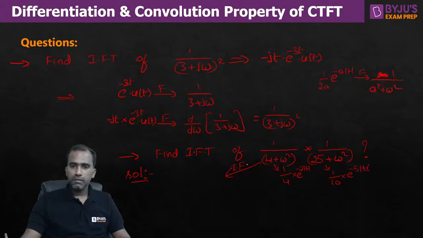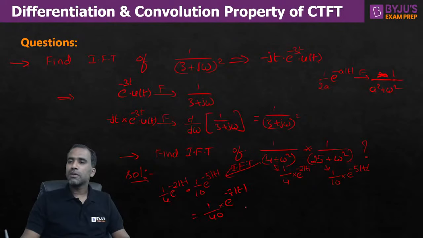So what is the inverse Fourier transform for the product? The inverse Fourier transform of the first function is 1 by 4 into e power minus 2 mod t. Convolution becomes multiplication in the time domain, and the inverse Fourier transform of the other function is 1 by 10 into e power minus 5 mod t. I think we can simplify this further: 1 by 40 into e power minus mod t, you can take it common, it becomes minus 7 mod t.